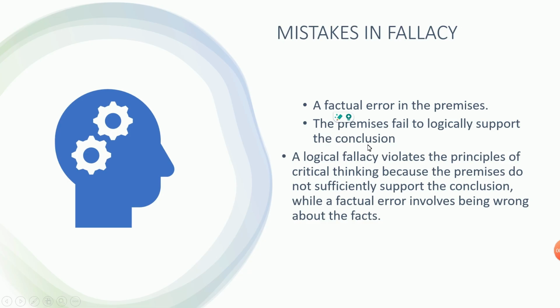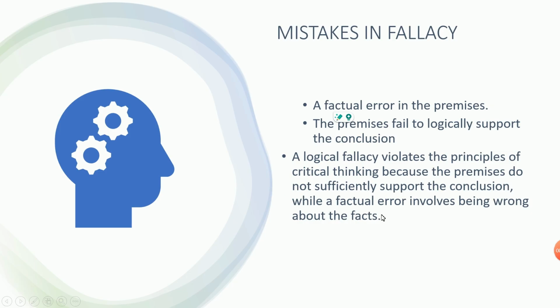And second, the premises fail to logically support the conclusion. Any argument would have three statements. Two are premises and the third one is the conclusion. Based on the two premises, we arrive at the conclusion. When the conclusion is not logically supported by the premises, a mistake in the fallacy is occurring. These two statements are reordered in other words: a logical fallacy violates the principles of critical thinking because the premises do not sufficiently support the conclusion.